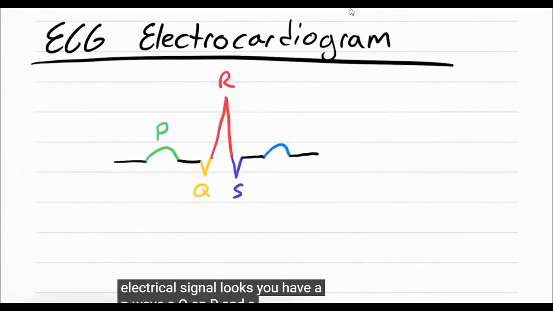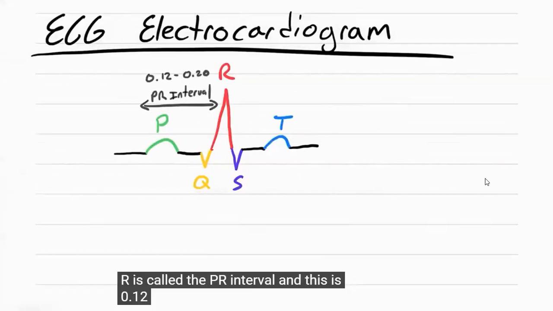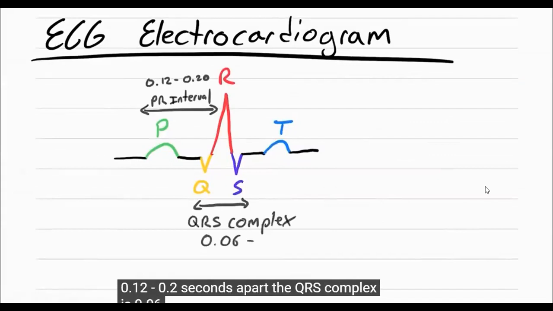For example, the space between the P and the R is called the PR interval, and this is 0.12 to 0.2 seconds apart. The QRS complex is 0.06 to 0.1 seconds apart. There's also the QT.